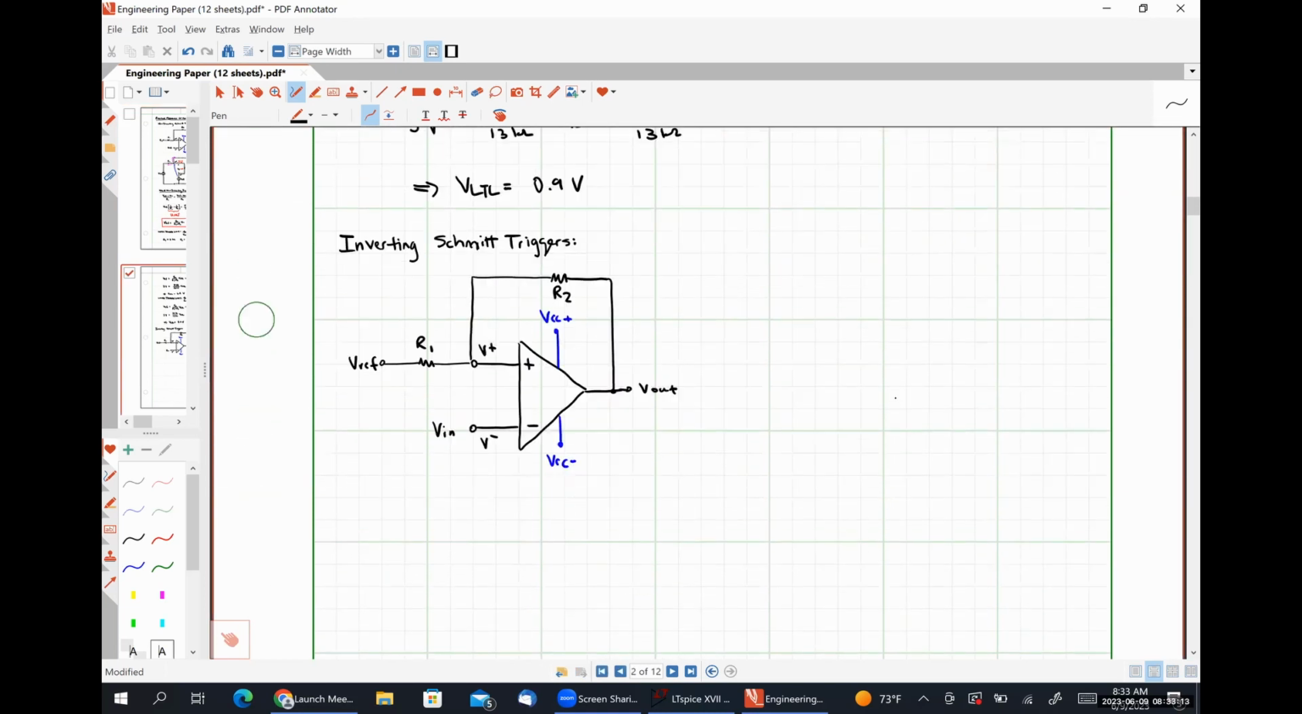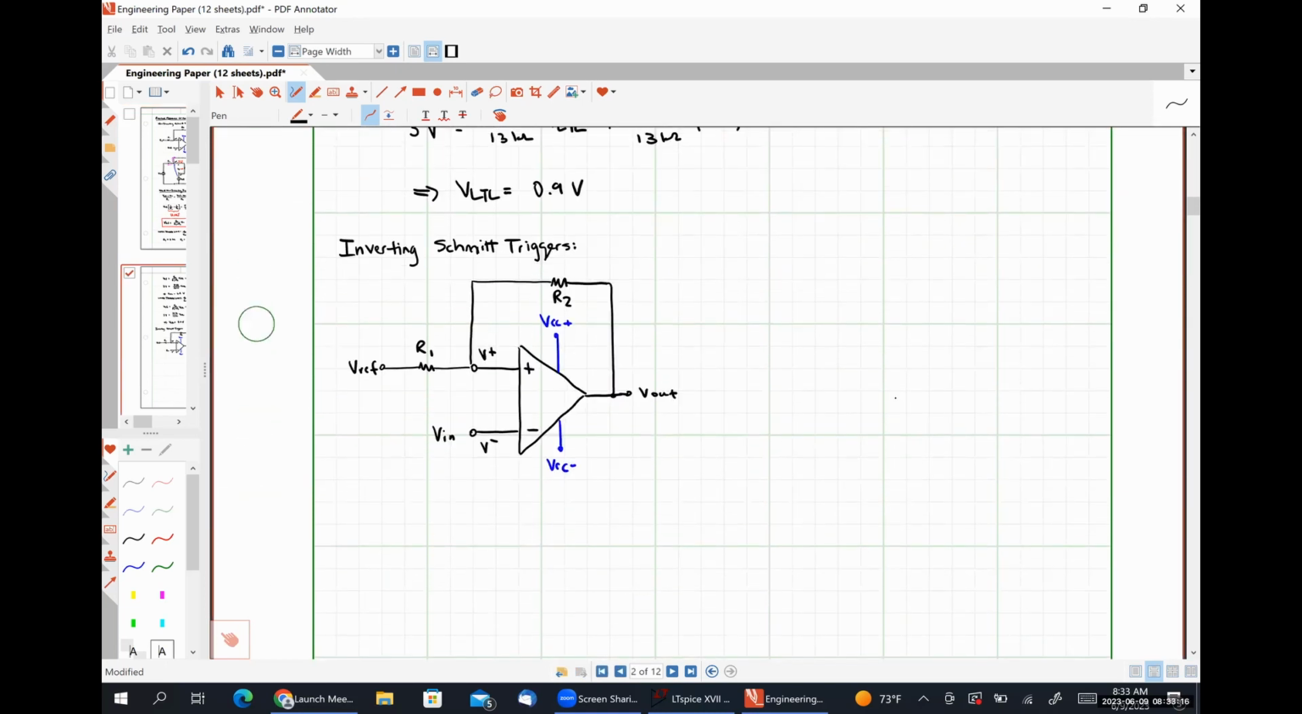So using that line of reasoning, I am going to say that the characteristic equation for this circuit will be Vn is equal to R2 over R1 plus R2 times Vref plus R1 over R1 plus R2 times Vout.